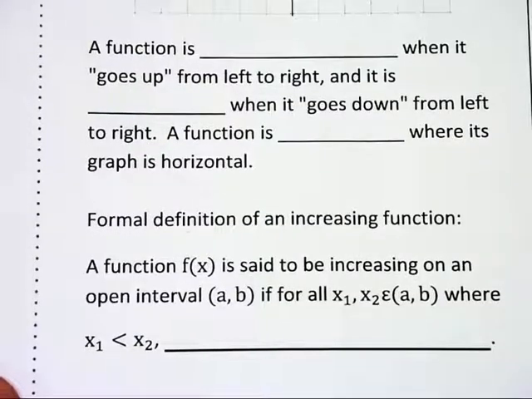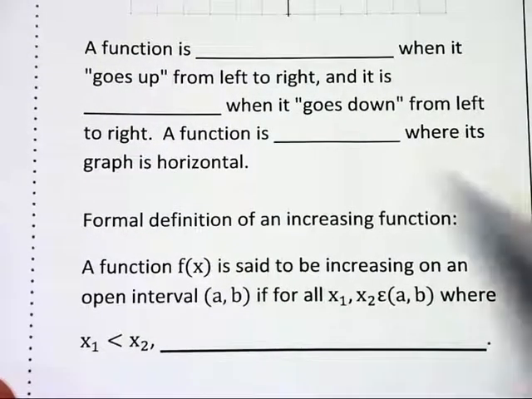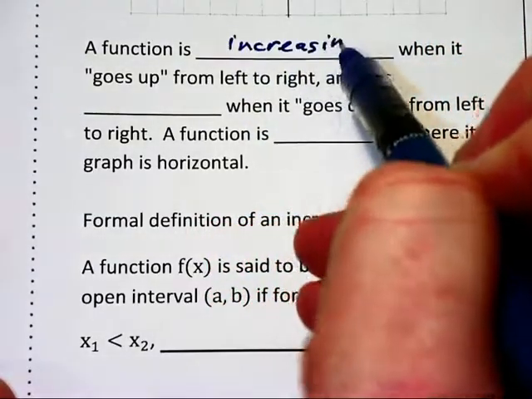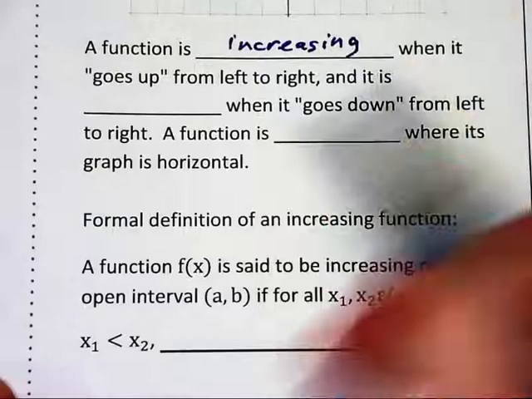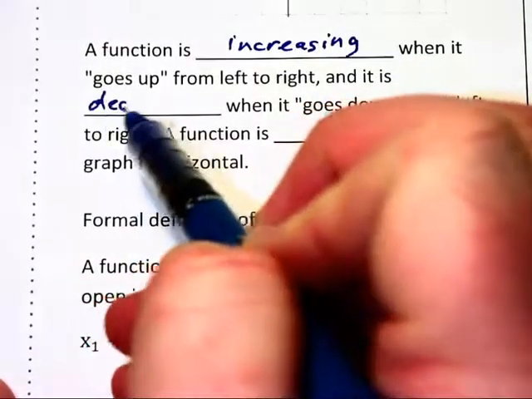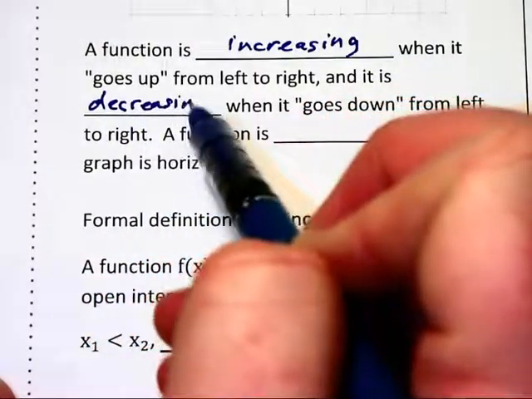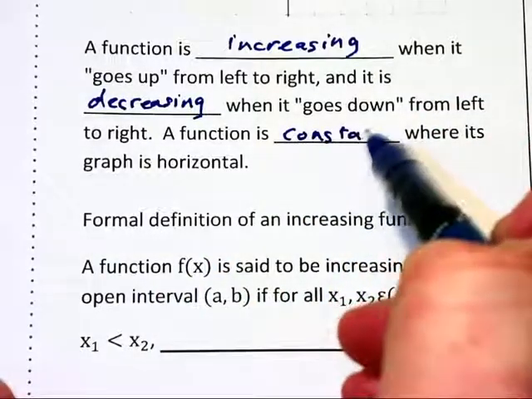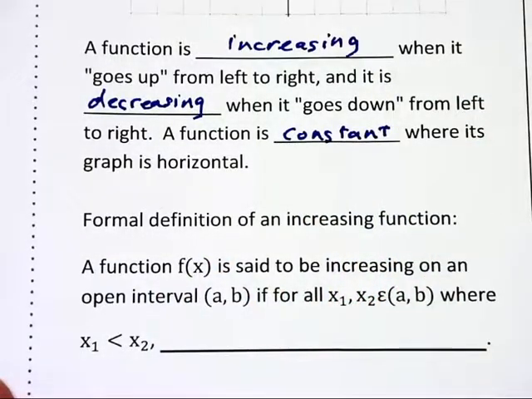Now we have a few very basic definitions. A function is increasing when it goes up from left to right. It is decreasing when it goes down from left to right. And a function is constant where its graph is horizontal. Now that's a very basic definition, and some of you are just going to stop right there.